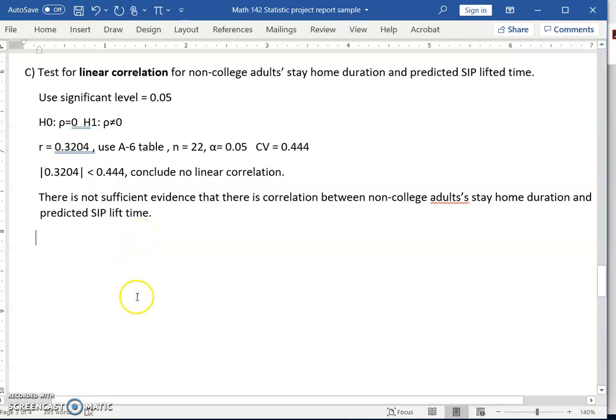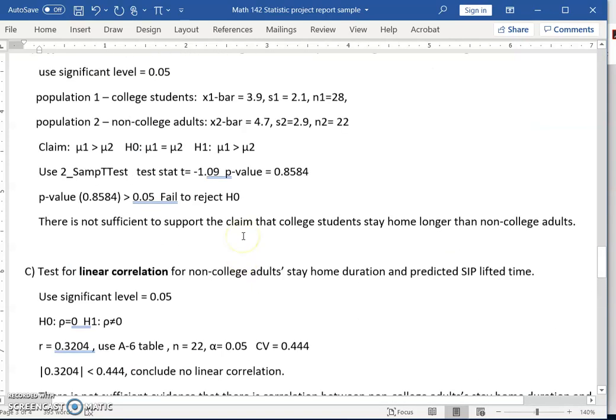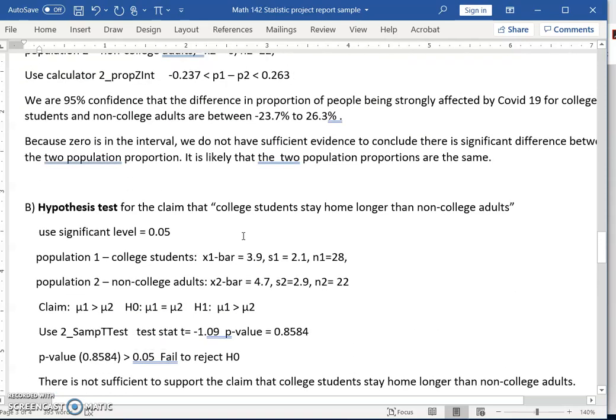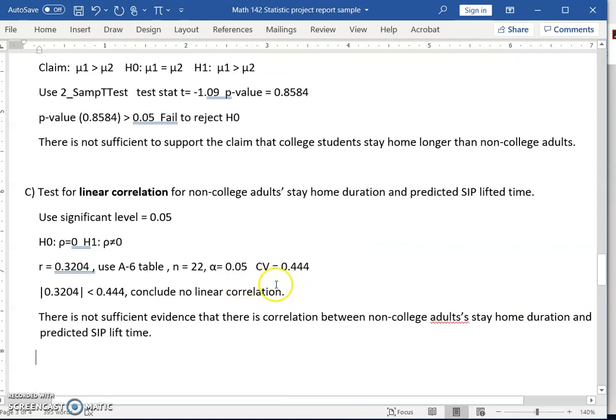I think in both cases there's none. So that's what you need to do for the three statistical analyses. You can use the calculator to do the first two. For the third one, you use the A6 table.